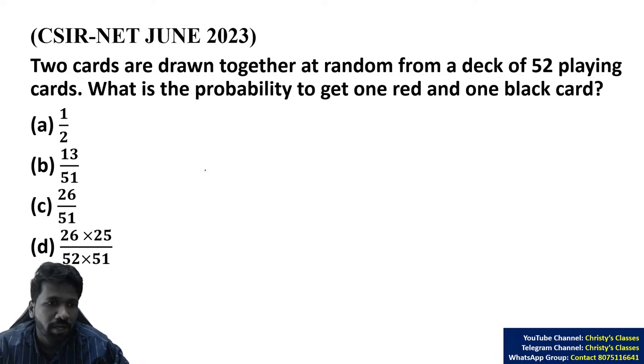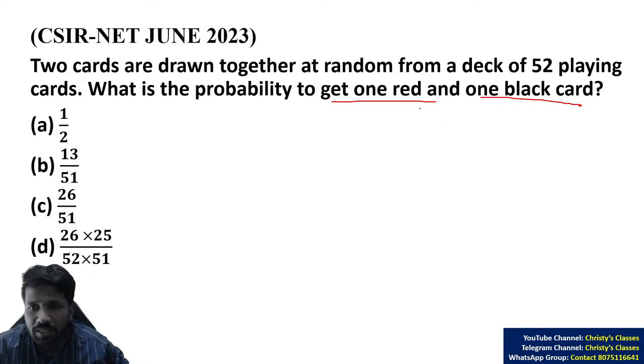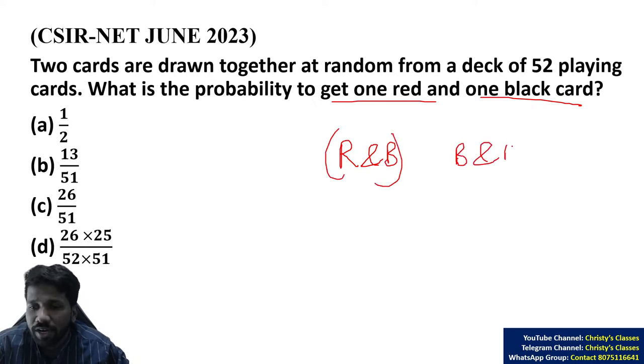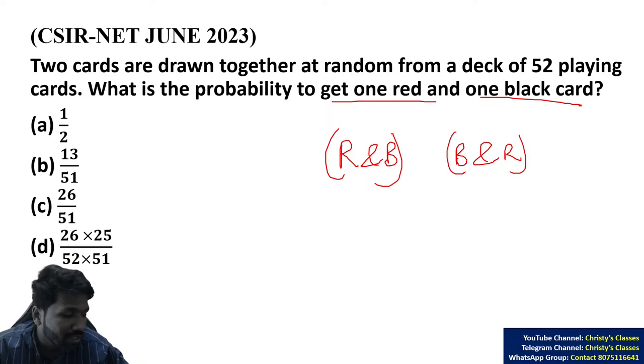Okay, so I'll explain. Two cards are drawn together at random from a deck of 52 playing cards. What is the probability to get one red and one black? Here you should understand one red and one black means first one red hoke, second one black hona. That is one possibility. First one black hoke, second one red hona. That is another possibility. These are two different cases. Please understand. Question didn't say first one itself red and second one black.